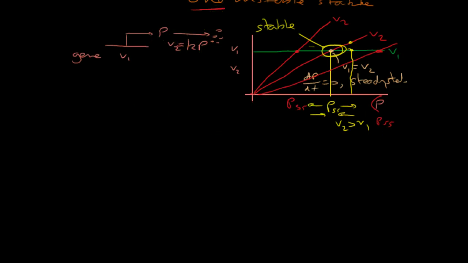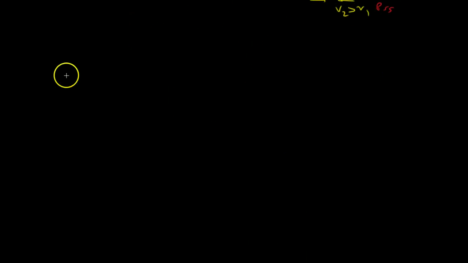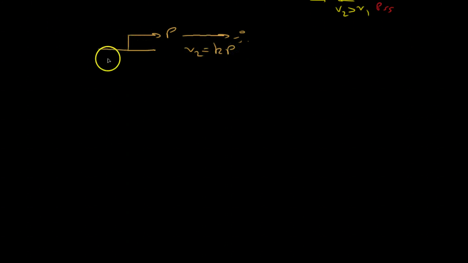Okay, now let's have a look at a slightly different system. Let me draw the same one as before. Gene producing P. P degrades like that. And again, P will degrade at a rate K times P. But this time I'm going to change the way V1 works.